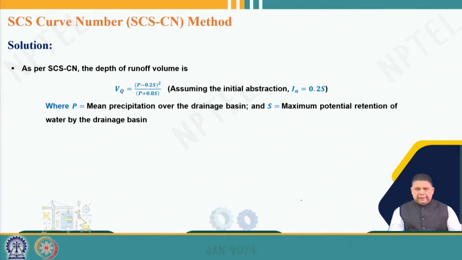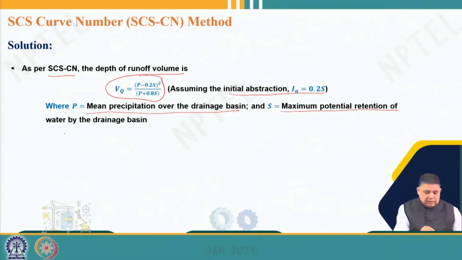So, in this case, as per SCS curve number, we know the runoff volume, that is runoff volume Q equals (P minus 0.2S) squared divided by (P plus 0.8S). Of course, it assumes the initial abstraction Ia equals 0.2S. Here P is the mean precipitation over the drainage basin, S is the maximum potential retention of the water by the drainage basin. So, this formulation already we have seen.